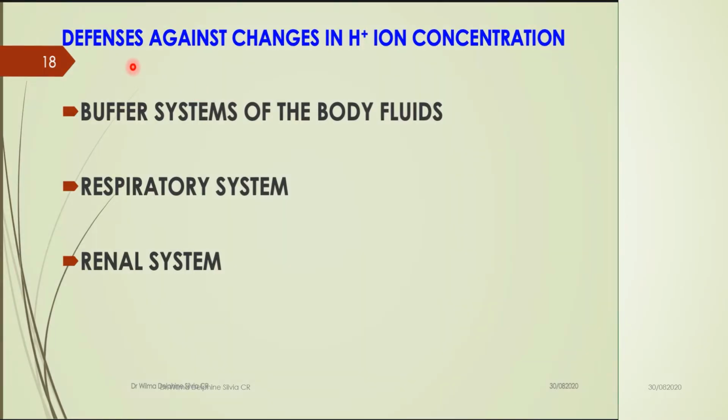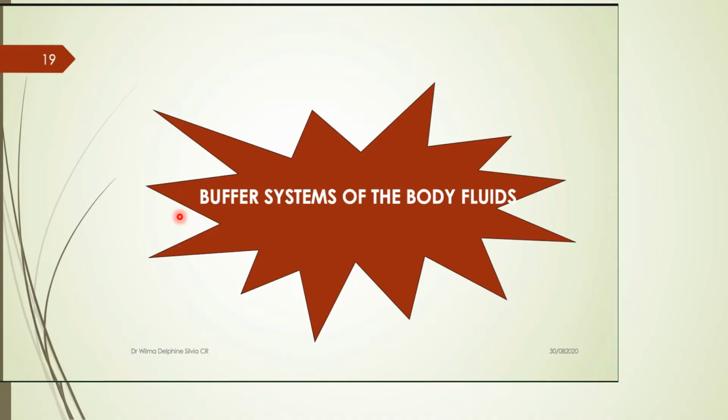So we have the defensive mechanisms against changes in hydrogen ion concentration. The first line of defensive mechanism is buffer systems of the body fluids, and the second line of defensive mechanism is the respiratory system, and the third one, which is the most powerful and long-term regulator of hydrogen ion concentration, is the renal system. Let us discuss one by one. The first line of defensive mechanism, buffer systems of the body fluids. Let us know in detail about buffer systems of the body fluids.